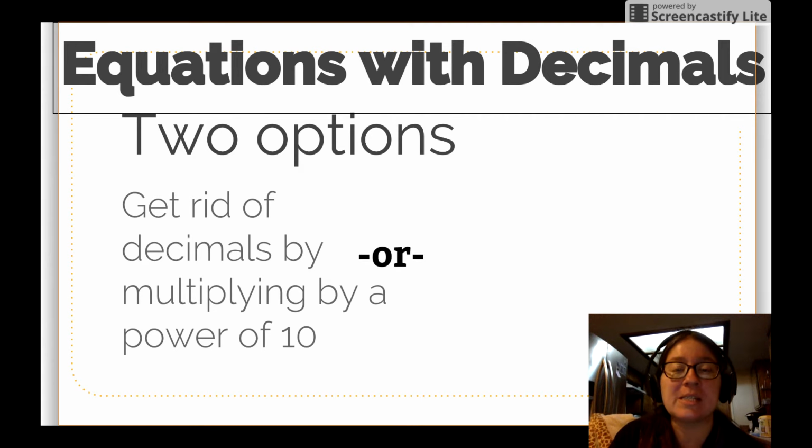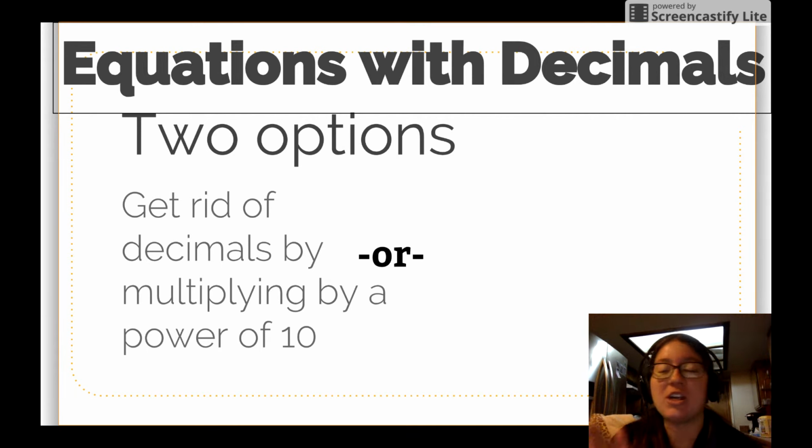You can get rid of the decimals, but this time, decimals don't have a denominator, so you're not going to multiply by a least common denominator. You are going to multiply by a power of 10. We'll talk about how you choose the power of 10 as we go through the examples.